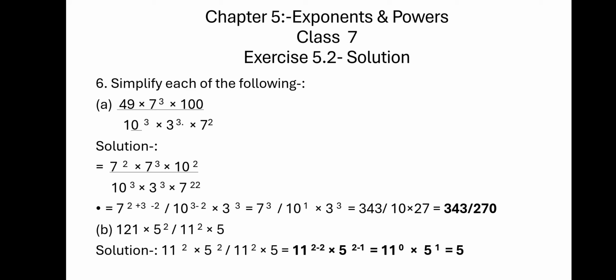Then B question, 121 into 5^2 divided by 11^2 into 5, that is 11^2, because 121 is nothing but 11^2 into 5^2 divided by 11^2 into 5, that is 11 raised to the power of 2 minus 2 and 5 raised to the power of 2 minus 1, that is equal to 11^0 into 5^1, that is nothing but 1 into 5^1, that is 5.